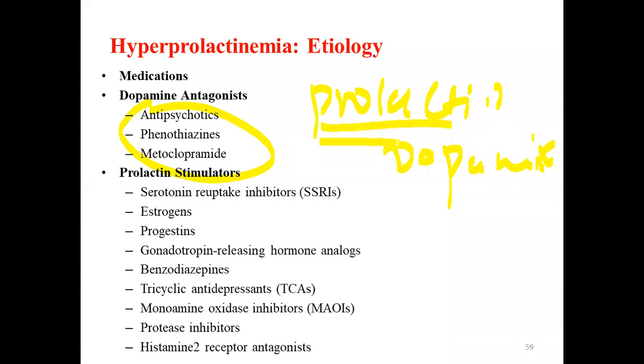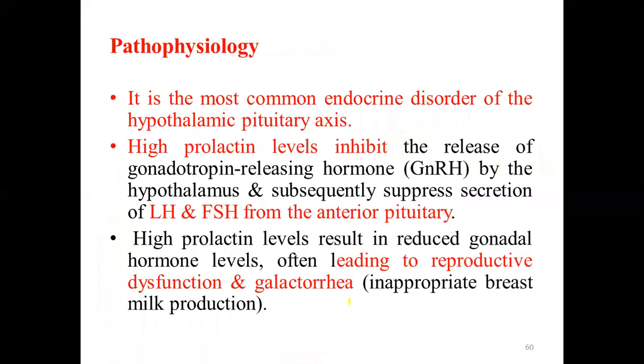Then apart from that, some classes of drugs can also stimulate the release of prolactin, such as serotonin reuptake inhibitors, gonadotropin releasing hormone analogs, and even tricyclic antidepressants, etc. So those are the classes of drugs that can actually increase the prolactin level in the serum. So these are the major etiologies in terms of causing high prolactin level in the body system.